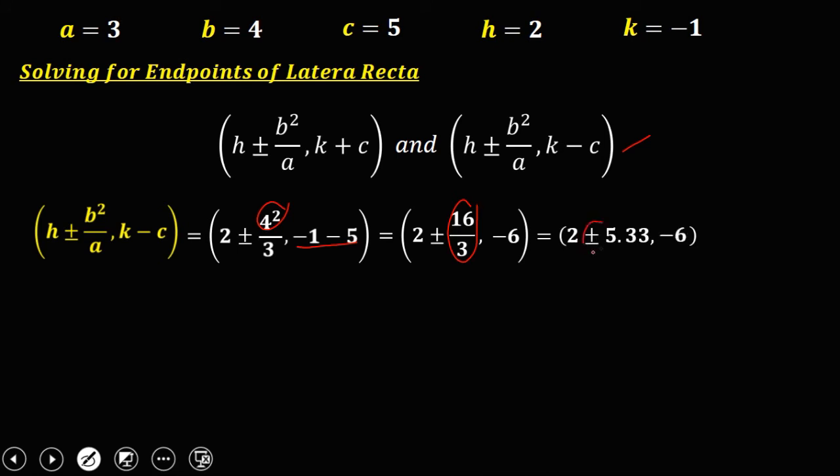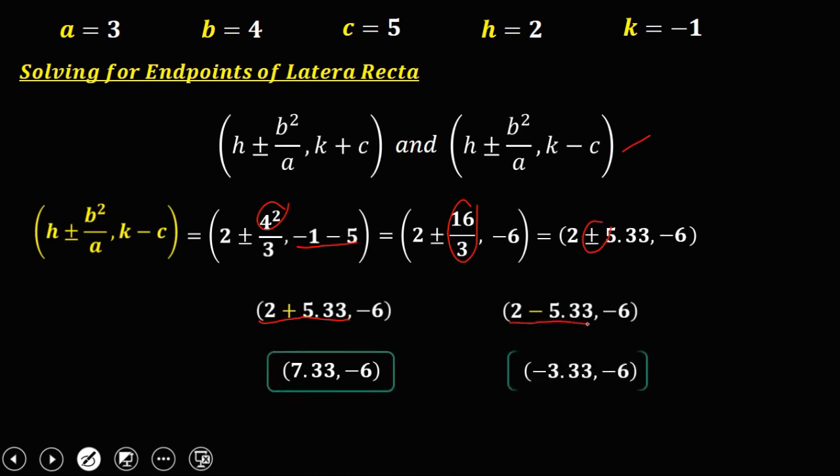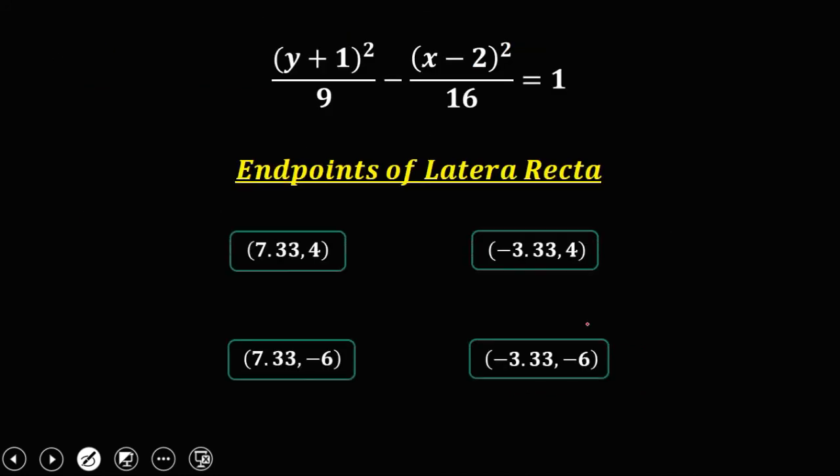Then you split this equation, the plus and minus. So we have now 2 plus 5.33, that's 7.33 and negative 6. And also the 2 minus 5.33, so that's negative 3.33 and negative 6. So these are now the endpoints of the Latera Recta from this equation.